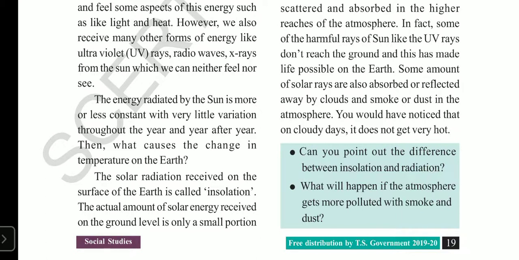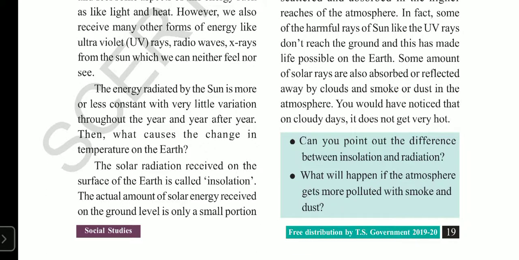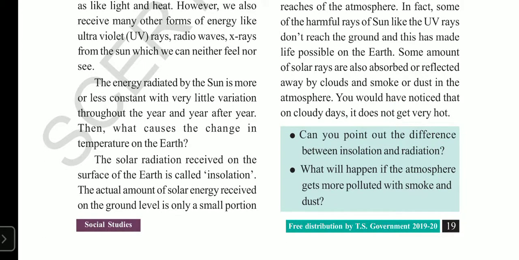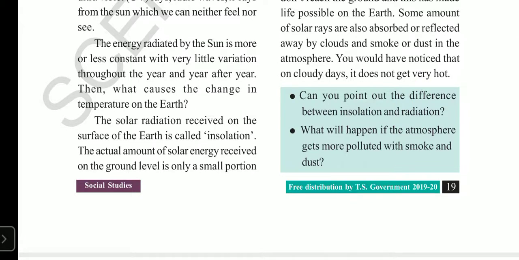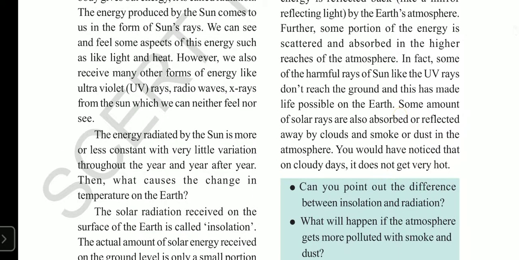See, energy emitted by the sun to the earth is solar radiation. That is constant. In that, variation is not there. But the energy which comes from the sun and is received by the earth, in that variation is there. So we call it insolation. That is the difference between solar radiation and insolation. Are you clear? Right.